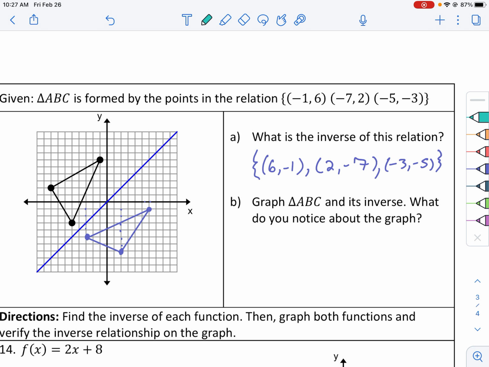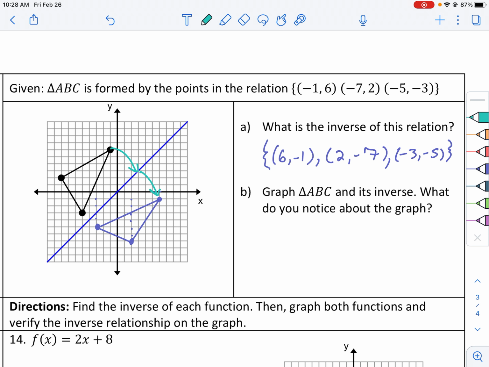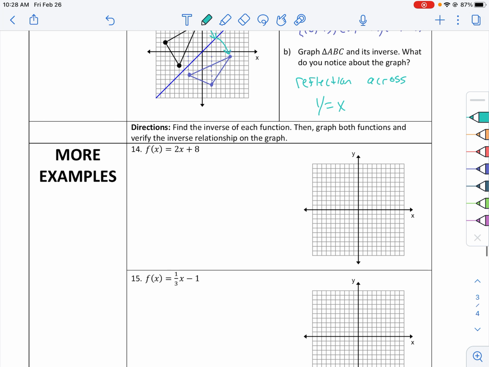All right. What does it say we notice about the graph here? Okay. Specifically, this graph, our inverse function, is literally just a reflection over the line y equals x. So we're physically just taking this graph and flipping it over the line y equals x. So it's a reflection across y equals x. And that's a super important thing to understand when it comes to looking at inverse relations.